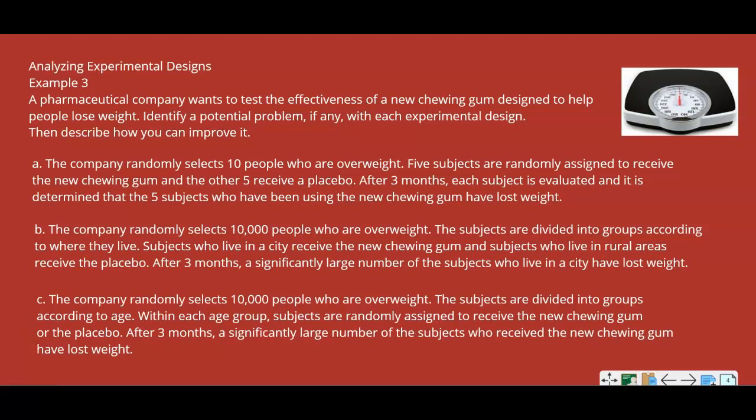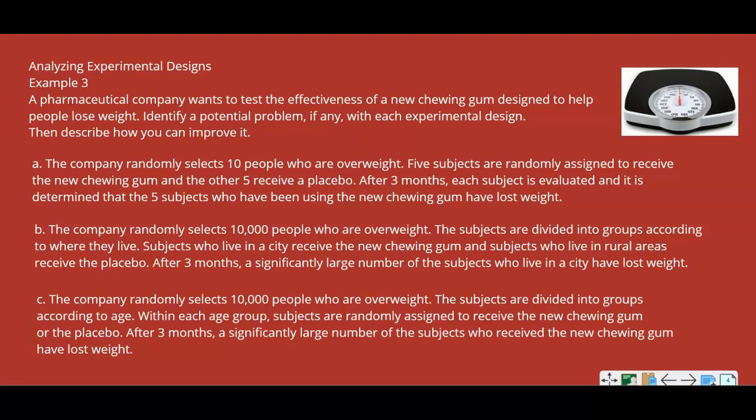C part says the company randomly selects 10,000 people who are overweight. The subjects are divided into groups according to age. Within each age group, subjects are randomly assigned to receive the new chewing gum or the placebo. After 3 months, a significantly large number of the subjects who receive the new chewing gum have lost weight. All right, so they do separate them into different age groups, but within those age groups, some of each get both the new chewing gum and the placebo.